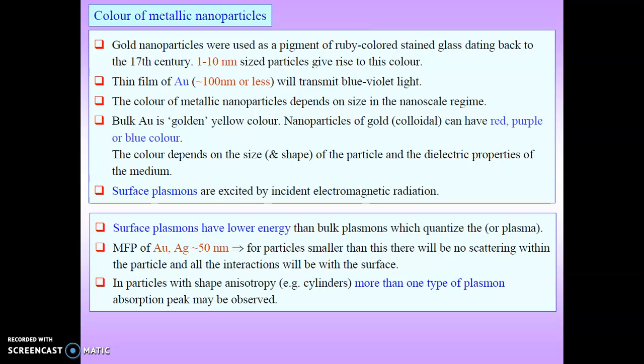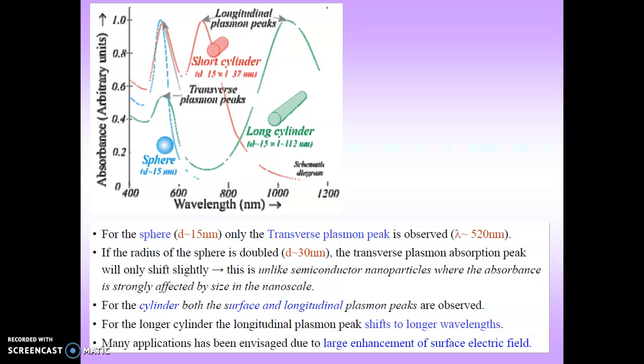Bulk gold is yellow in color, as we already saw. Nanoparticles of gold have red, purple, or blue color also. The color depends upon the size of the particle and the dielectric properties of the medium also. Surface plasmons are excited by incident electromagnetic radiation. Here you can see this, they will explain with the help of the graph.